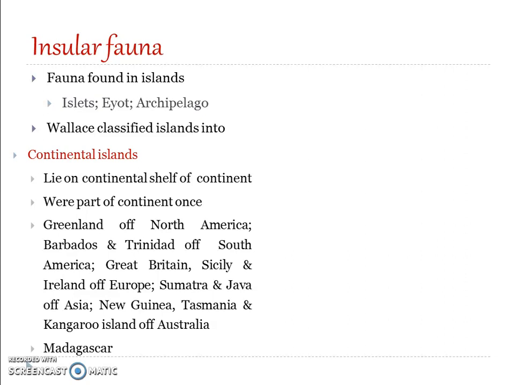Examples include Greenland of North America, then Barbados and Trinidad of South America, then Great Britain, Ireland, and Sicily of Europe. Then we have Sumatra and Java of Asia, and New Guinea, Tasmania, and Kangaroo Island of Australia. So these are a few examples of continental islands.